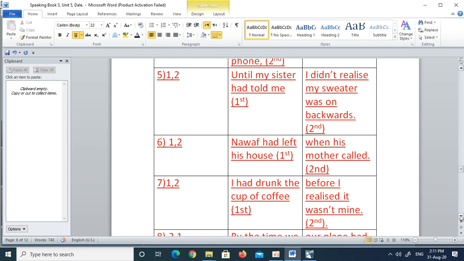Right, number 5. Until my sister had told me, I didn't realize my sweater was on backwards. Your sister told you first, and because that is the first action, had goes in front of told, making it the past perfect. And then I didn't realize is the past simple for the second action.